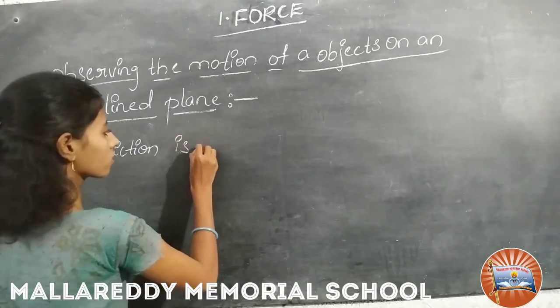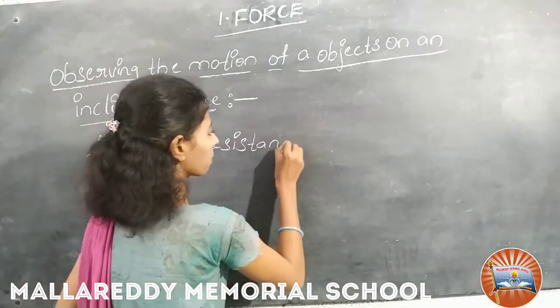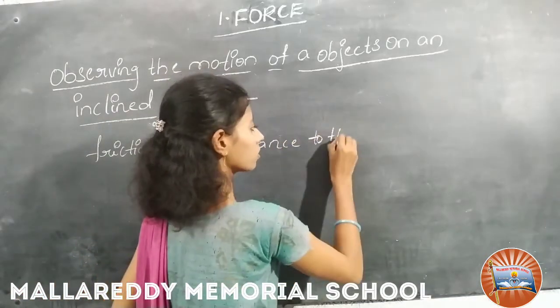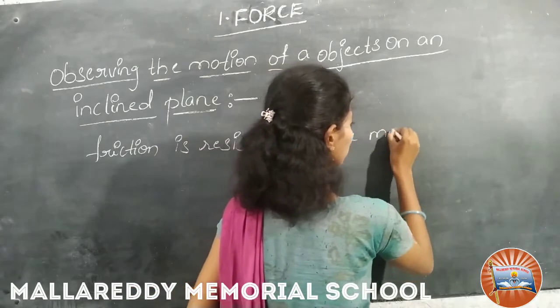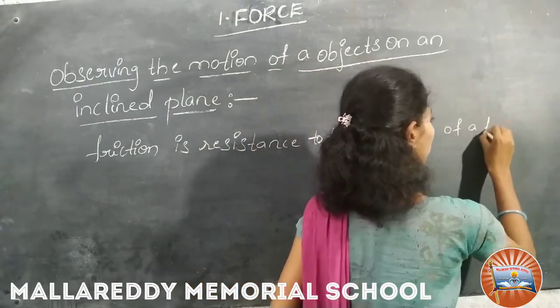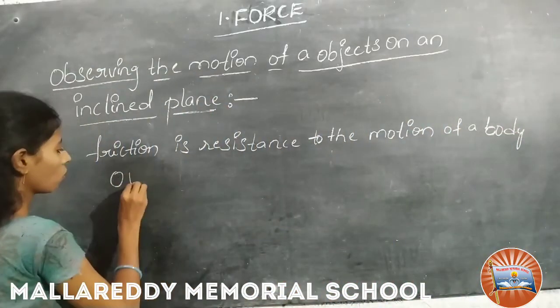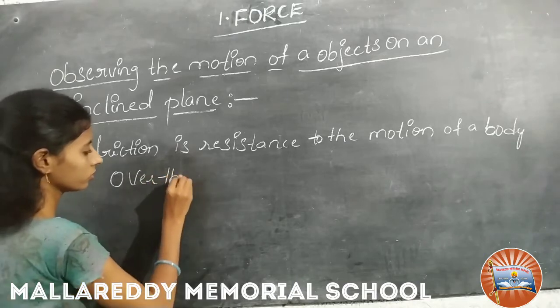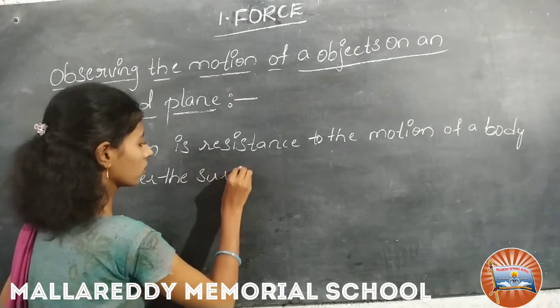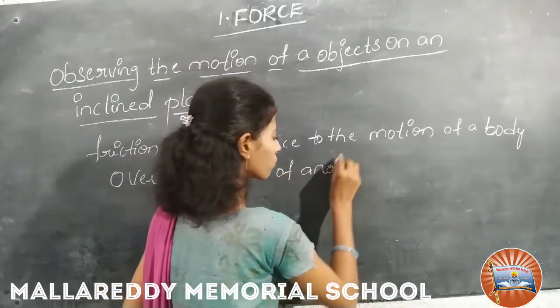Friction is resistance to the motion of a body over the surface of another body.